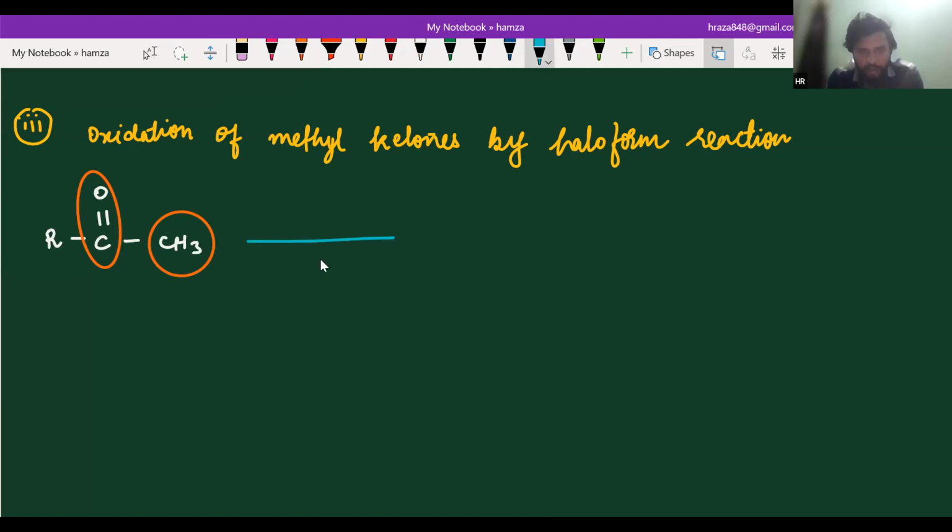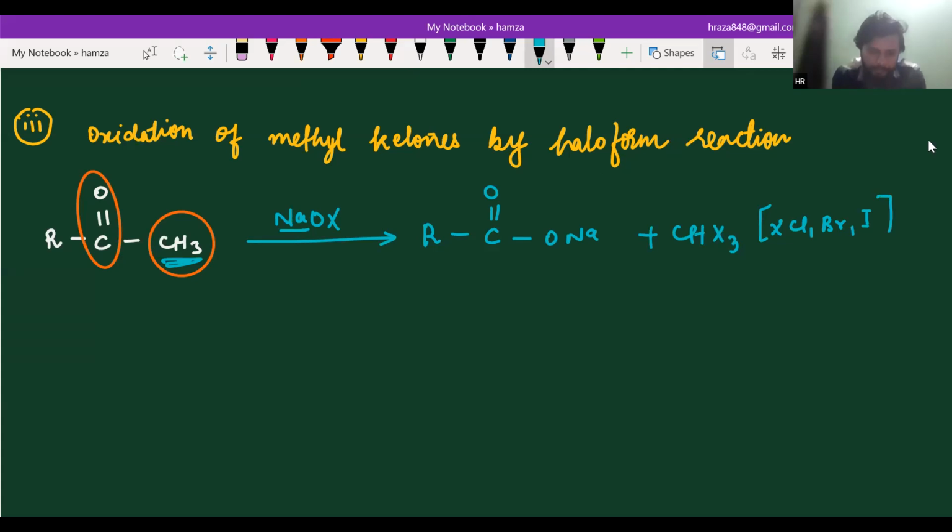And if you react this with NaOX, you will get RC double bond O, ONa. You replace this whole group with ONa, and we will get as a byproduct the haloform CHX3. And here X is only chlorine, bromine, iodine, not fluorine. Fluorine is small and highly electronegative.